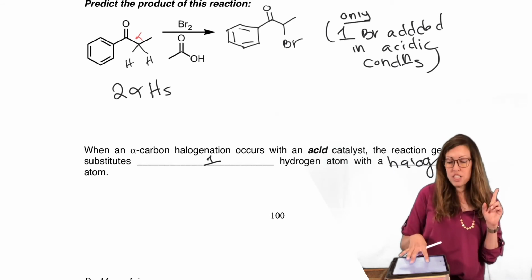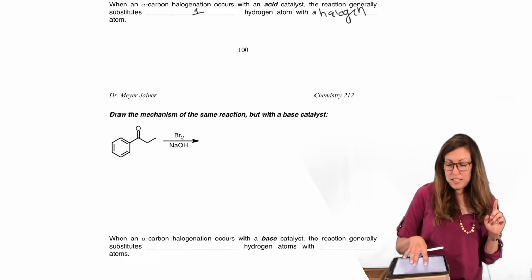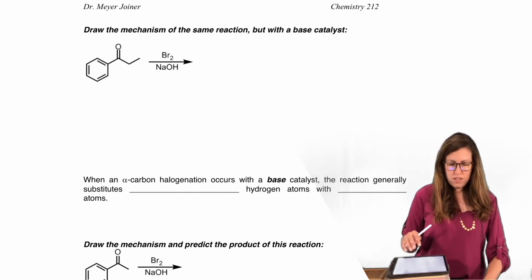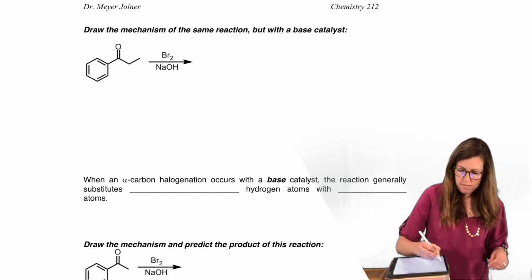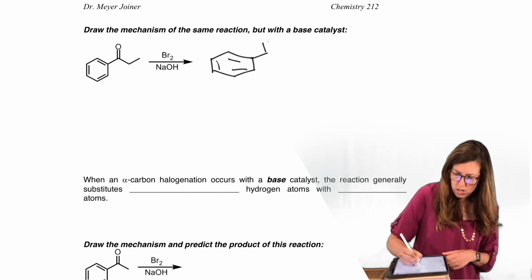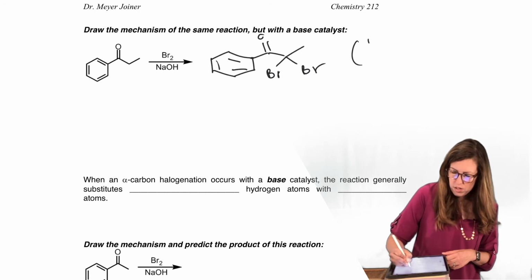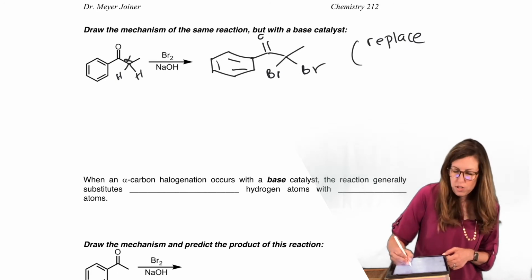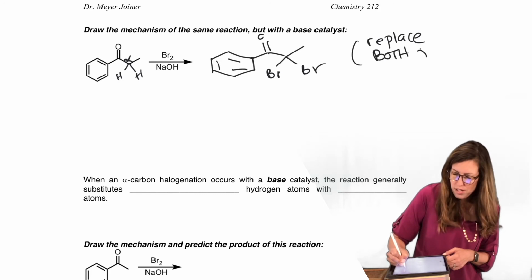Take that same reaction, use a base instead, we will have a different result. Okay? So both will be substituted. So I'm going to write that down. Replace. So these were the two H's. After you find your alpha carbon, you say, okay, those are my two H's. You replace both alpha H's with two Brs.